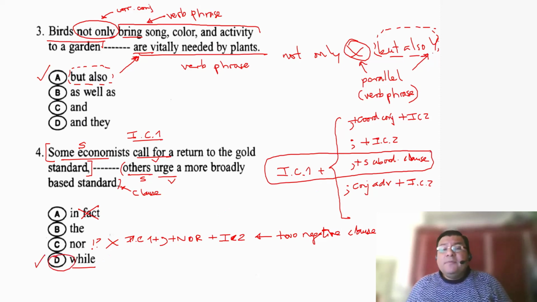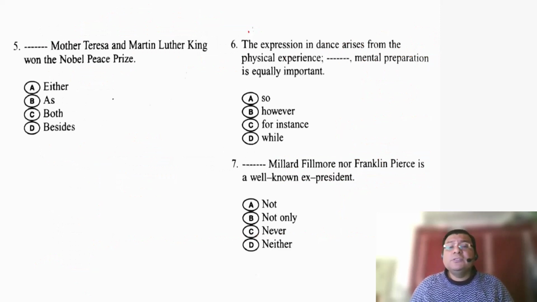Let's try number 5. Here again, you can pause the video and try to solve these questions on your own. All right, let's see number 5. It says, yada yada, right? Mother Teresa and Martin Luther King won the Nobel Peace Prize. Double subject and the conjugated verb. This all is supposed to be the subject and conjugated verb. We have an independent clause.